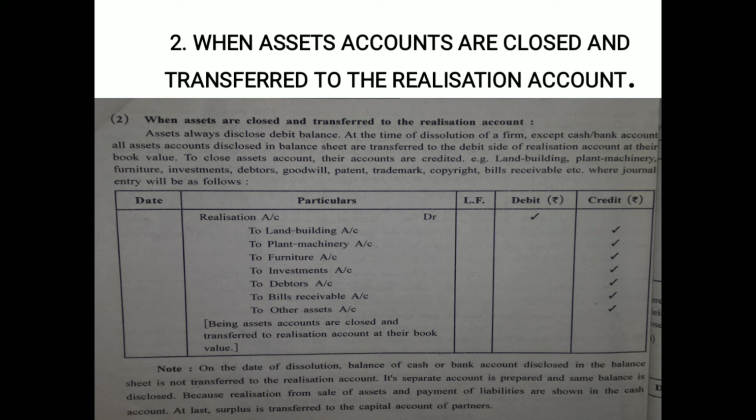So what they are trying to say basically is that all the assets, you know very well, have debit balance disclosed in the balance sheet. So all these assets accounts are to be closed and are to be transferred to realization account.